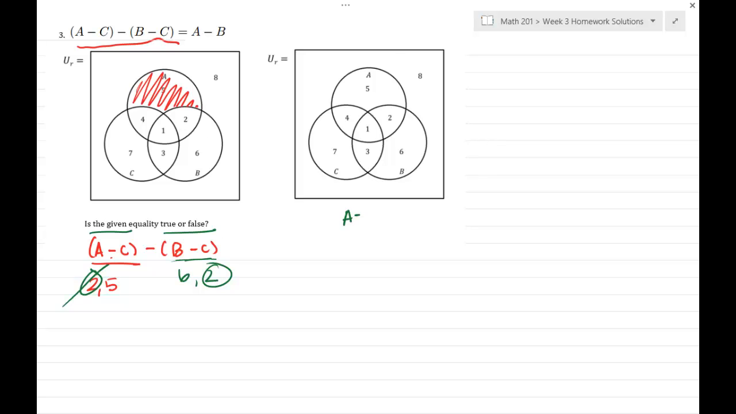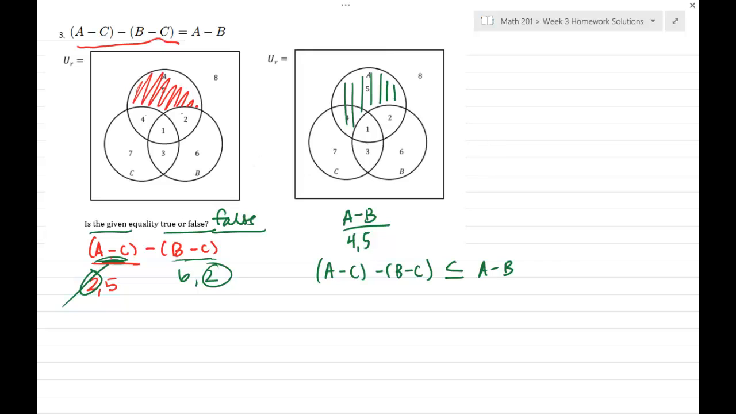Now if I'm looking at A minus B, this means take everything in A but not in B. So this would just be regions 4 and 5. So these are definitely not equal. I know that A minus C minus B minus C is a subset of A minus B, but they're definitely not equal. Over here I've got regions 4 and 5. Over here I do not, right? Because region 4 was taken out because I took it out from A minus C, you know? B minus C. So I would say this is false. And the proof would be in the Venn diagram of those two sets.